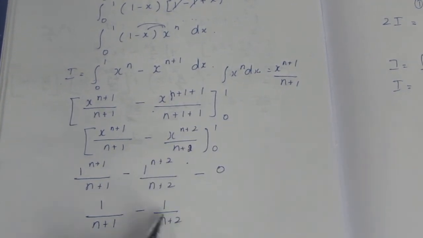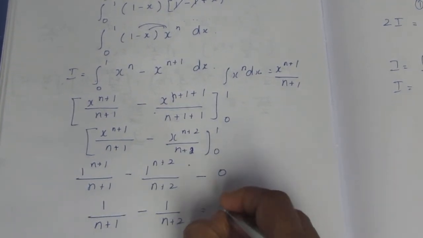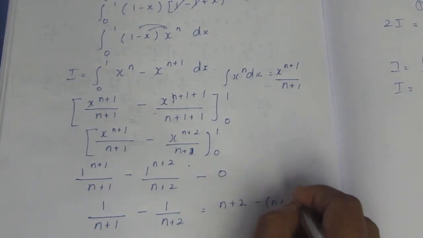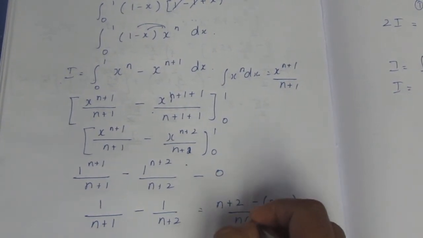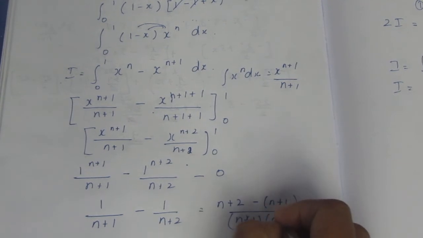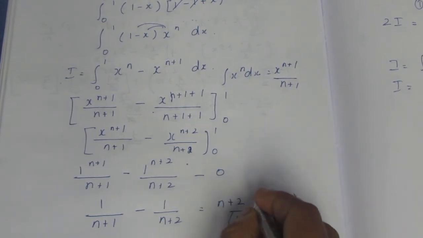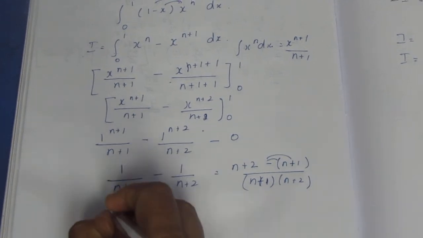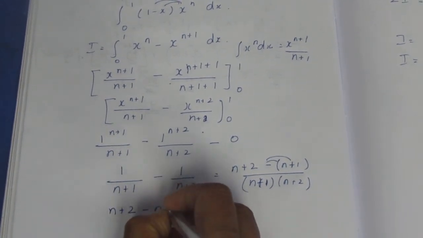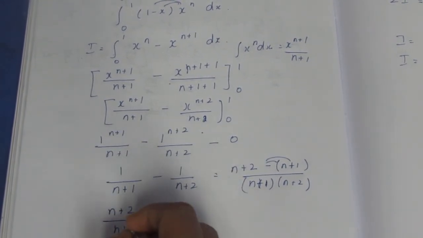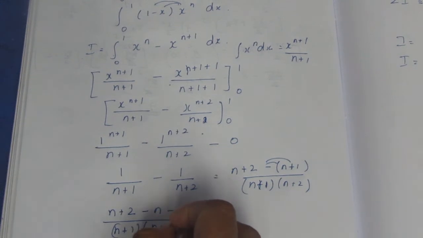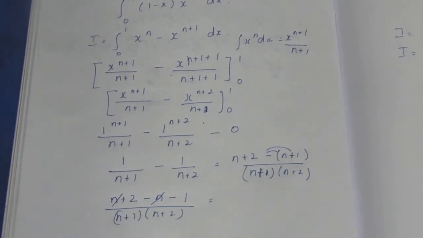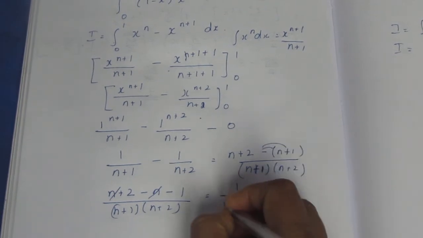Now taking LCM, just cross multiply the numerator, it becomes n plus 2 minus of n plus 1 by n plus 1 into n plus 2. Now taking the minus sign inside, we get n plus 2 minus n minus 1 by n plus 1 into n plus 2. Here this gets cancelled. Your final answer, solving this 2 minus 1, it becomes 1. So 1 by n plus 1 into n plus 2.